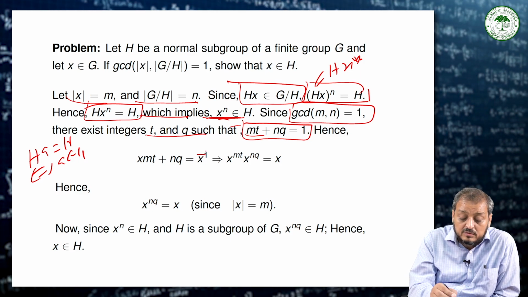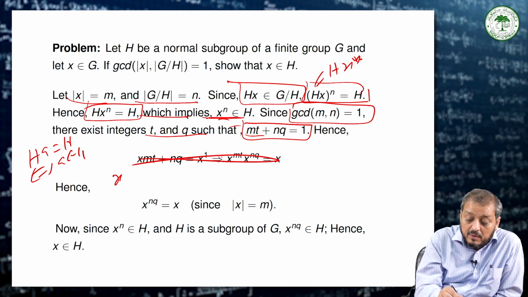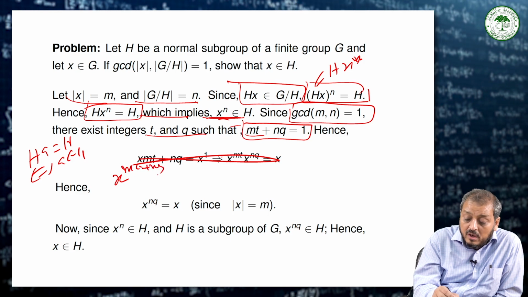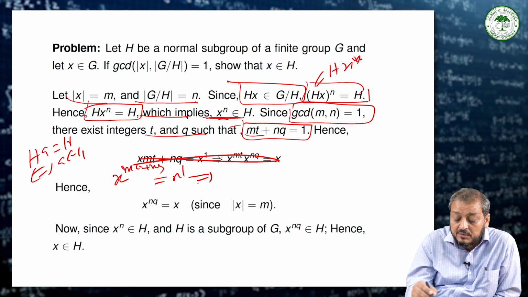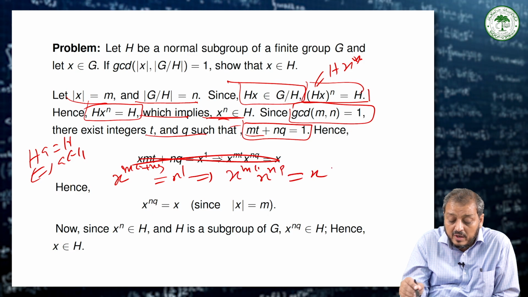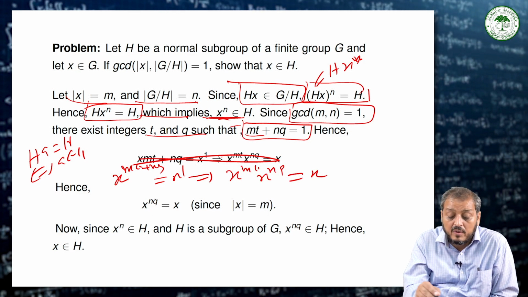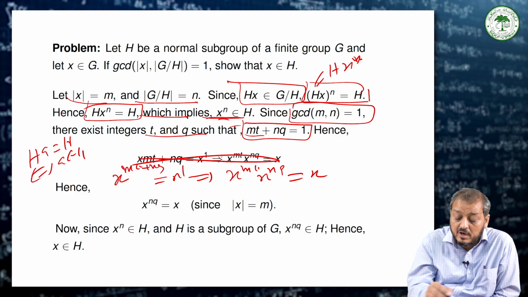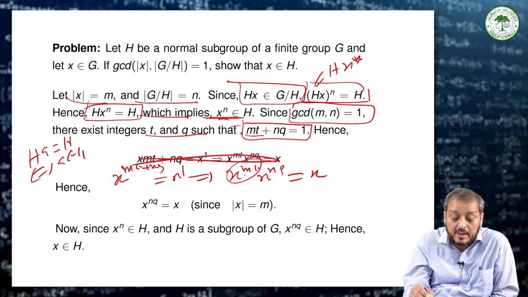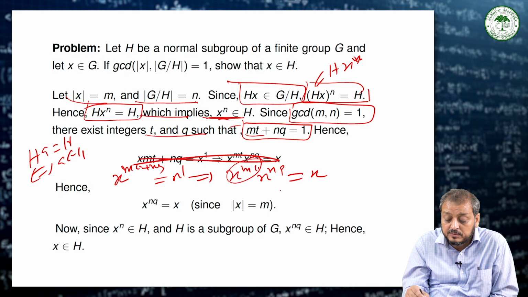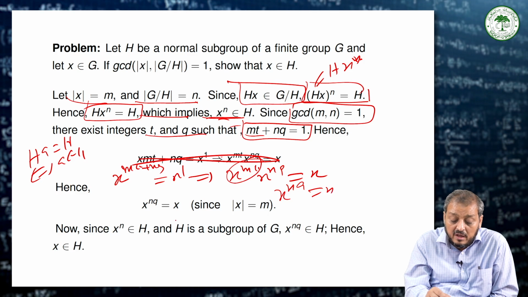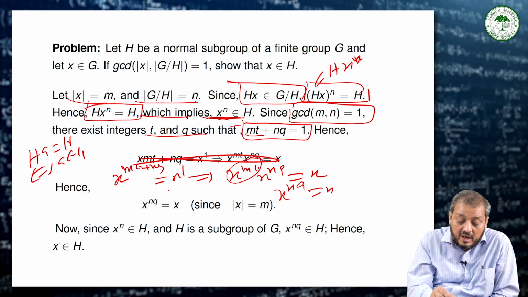So we have x to the power mt plus nq is equal to x to the power 1, and this implies that x^(mt) times x^(nq) is equal to x. Then we have x^m is equal to the identity, so this means x^(nq) is equal to x.